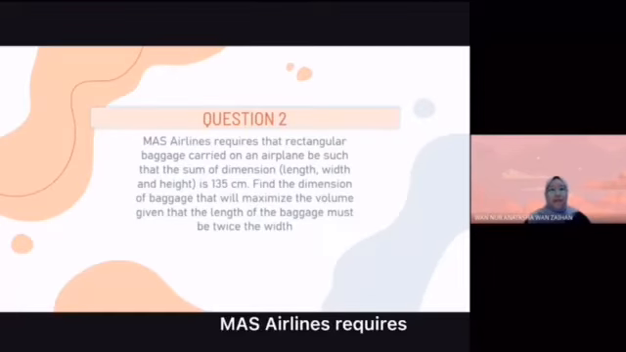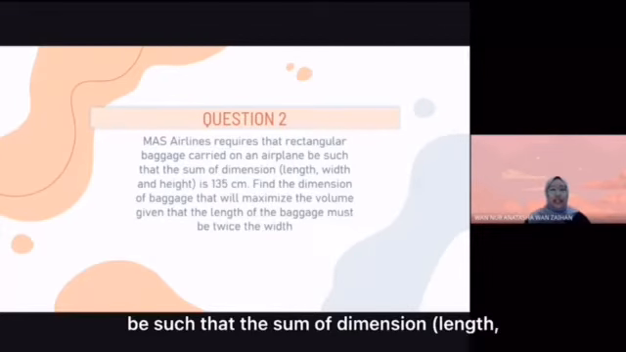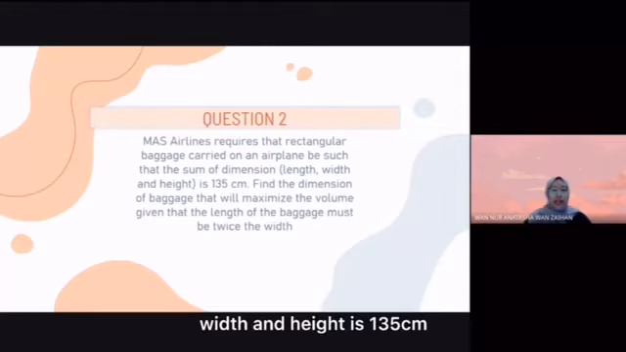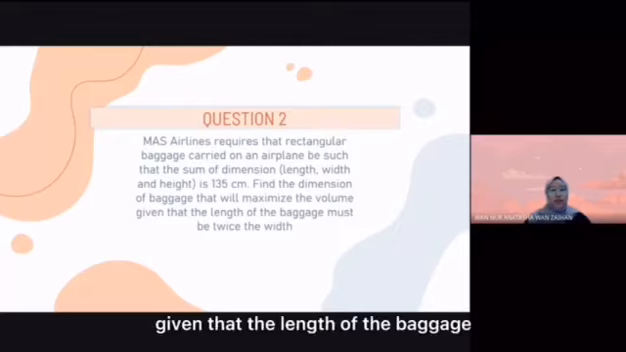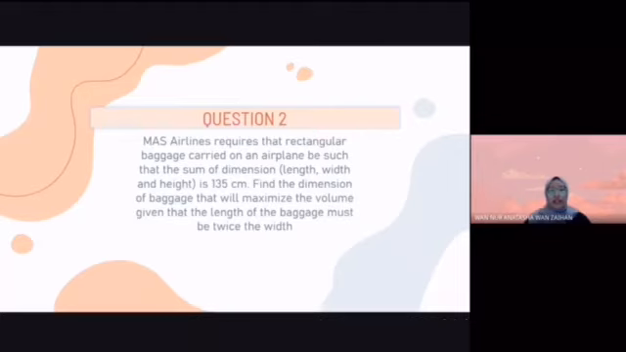Question 2. Must airlines require that rectangular baggage carried on an aeroplane be such that the sum of dimension, length, width, and height is 135 cm? Find the dimension of baggage that will maximize the volume given that the length of the baggage must be twice the width.